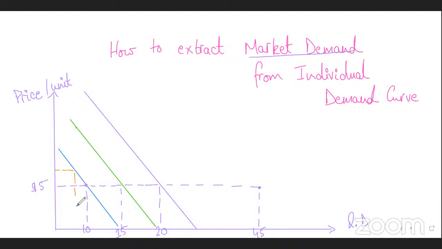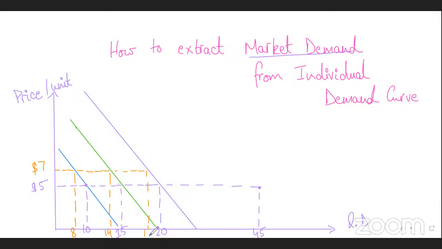So we can assume another price level. Let's say that is $7. At $7, A demands, let's say, 8 units of the good. At this price of $7, B is demanding something less than 15, let's say 14. And at this price level, C is demanding anything less than 20, so that would be 18.